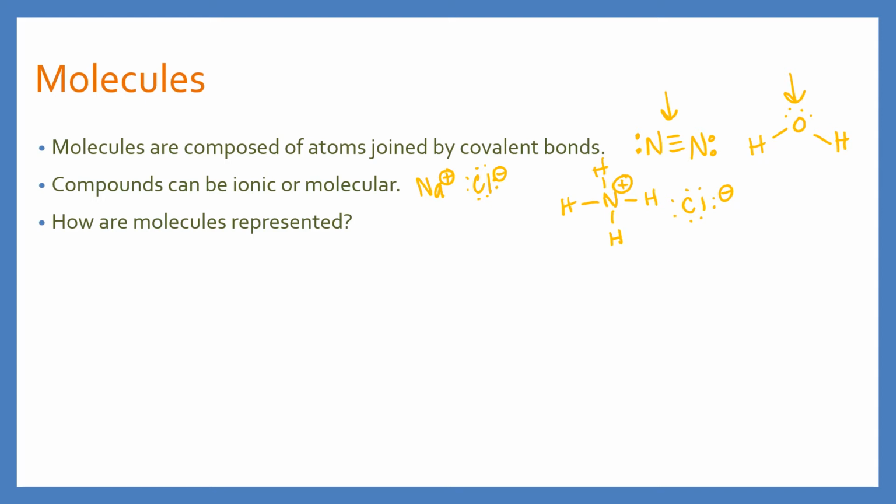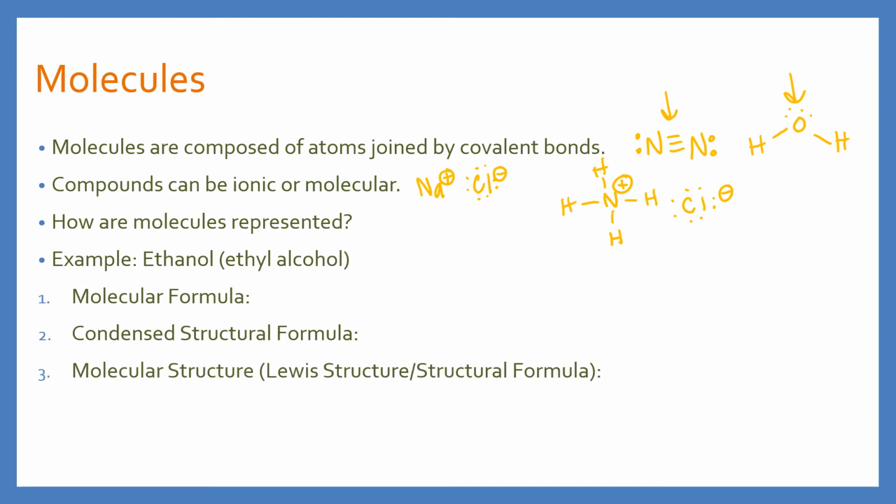So let's talk about how molecules are represented. We're going to talk about ethyl alcohol or ethanol, which is our drinking alcohol, not something that you usually think of as organic necessarily, but it has 2 carbons, so it is an organic molecule. We're going to look at a couple different ways to represent ethanol. We have the molecular formula, the condensed structural formula, and the molecular structure, which can also be called the Lewis structure or the structural formula.